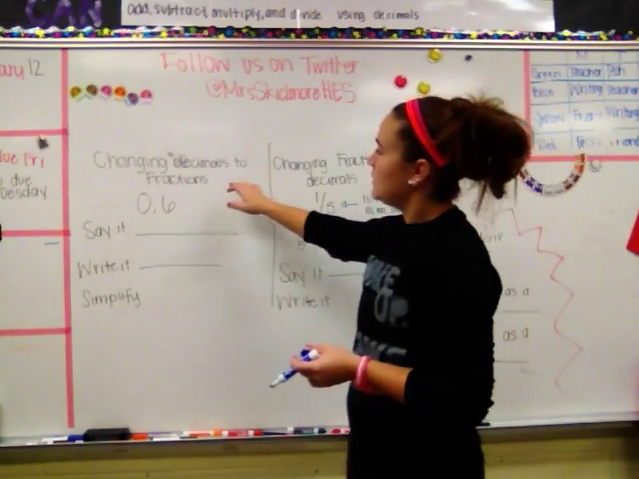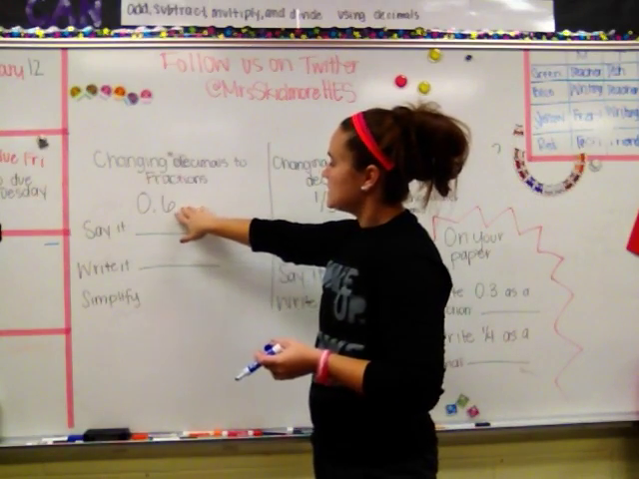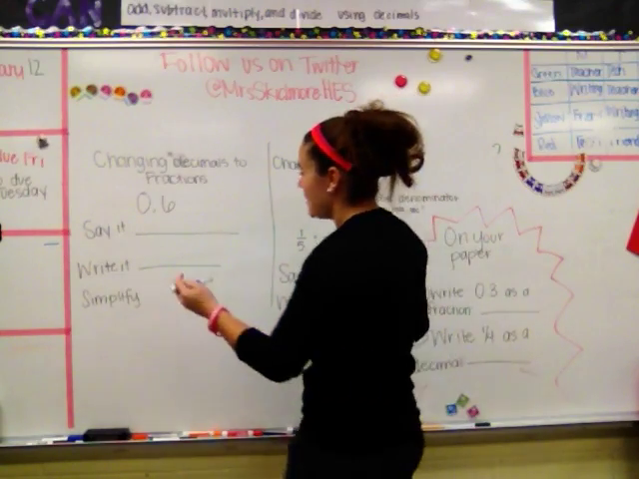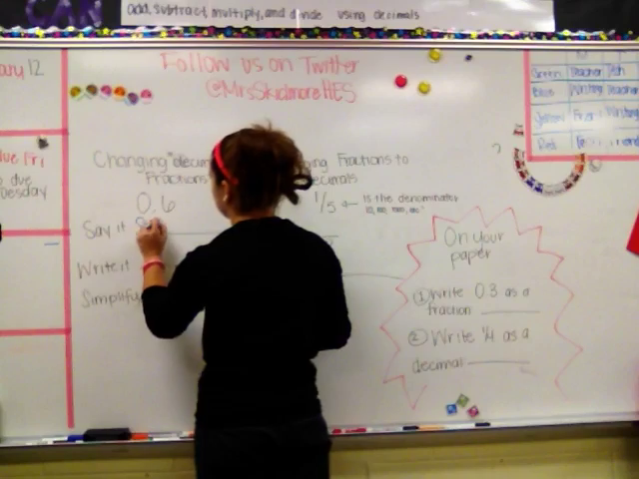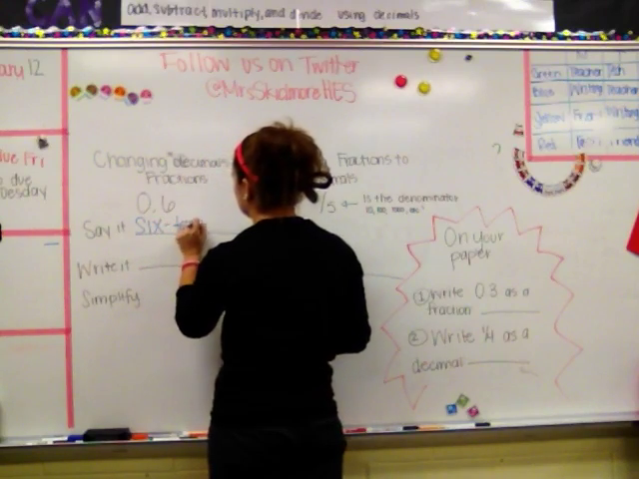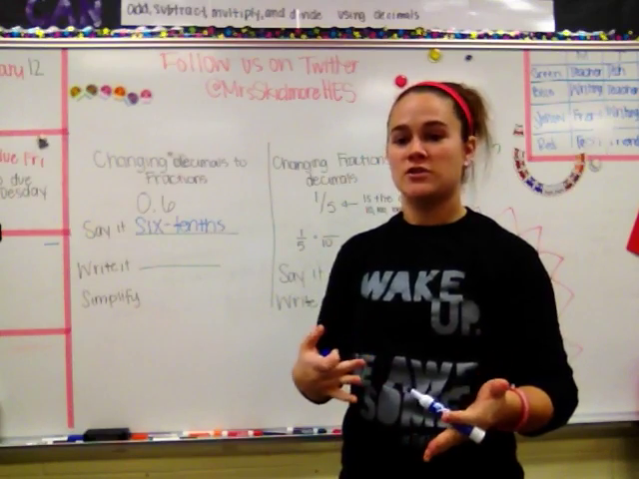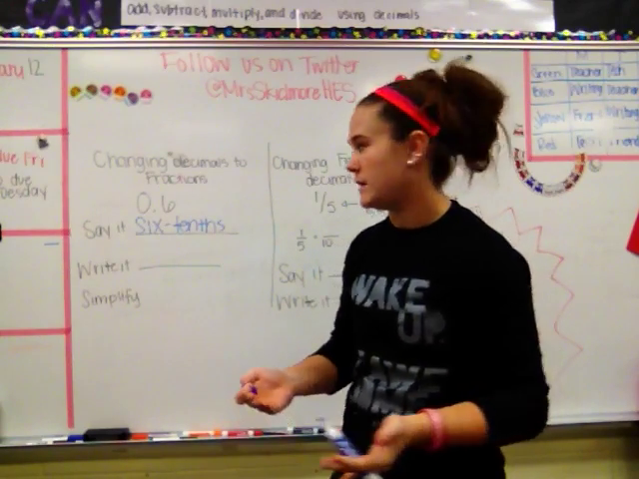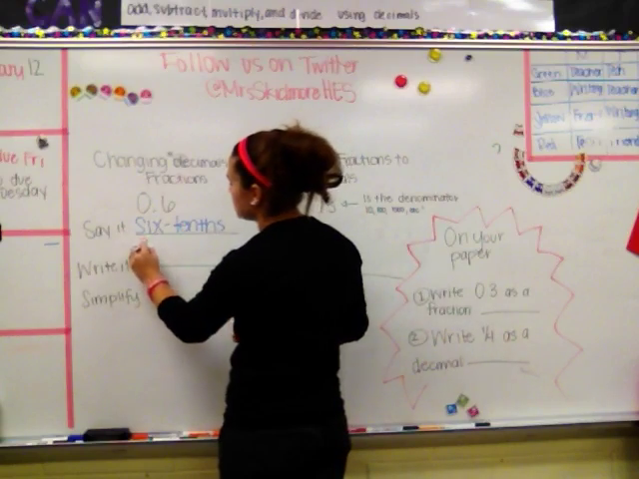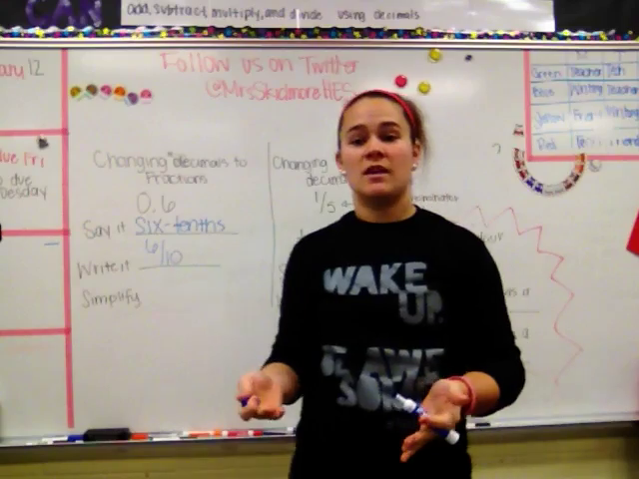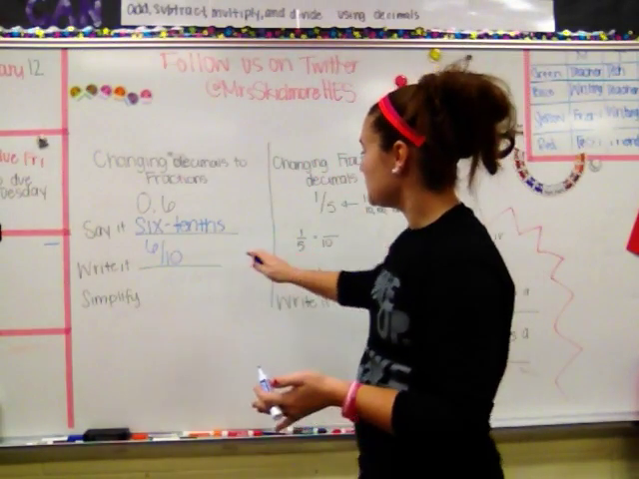So, we've got 0.6 here, so we're going to think about how we say that number. So we say it 6/10. Now, if I told you to write 6/10 as a fraction, you would be able to do that pretty easily. Okay? 6/10 as a fraction is just 6/10. Okay? So then, you may notice that we can simplify that.